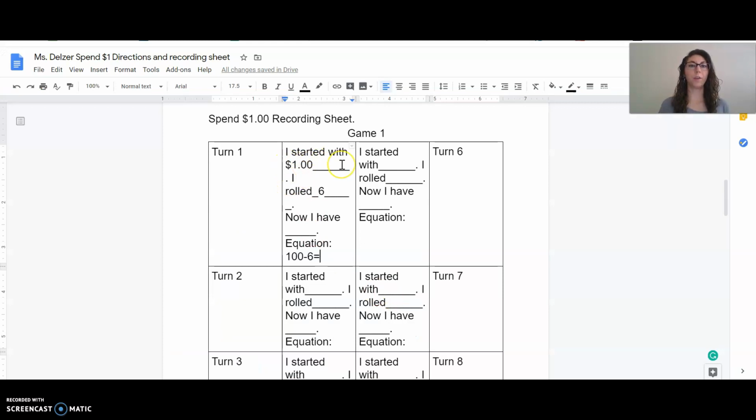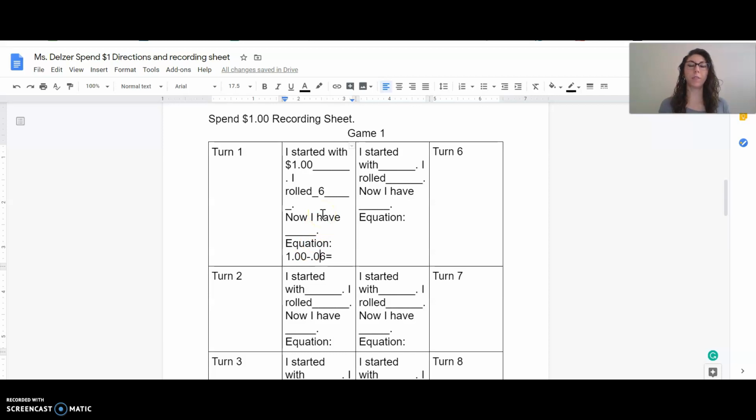I need to write, I started with $1. I rolled 6. Now my equation is 100 cents or $1 minus 6 cents. Okay, so what is $1 minus 6 cents? Ooh, that can be hard to figure out.